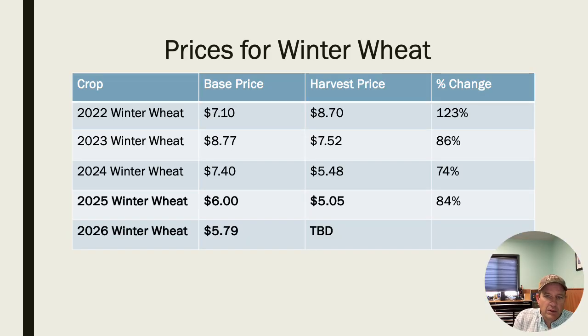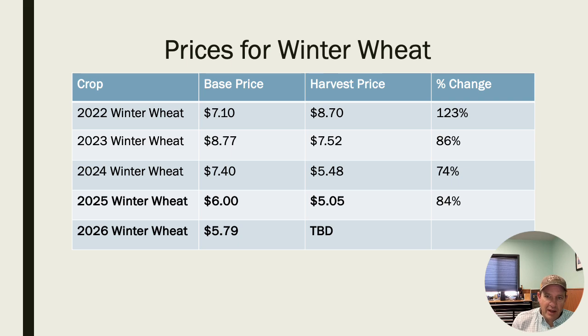So your price for winter wheat this year, you're going to actually start this fall at $5.79 a bushel. Last year, in 2025, we started at $6 and the harvest price ended up at $5.05. So about 84% of where we started. That means you can cut about 16% more bushels and still be in a claim in that scenario, because the revenue dropped, right? Or they value your production at less. For 26, you're going to start at $5.79 a bushel.